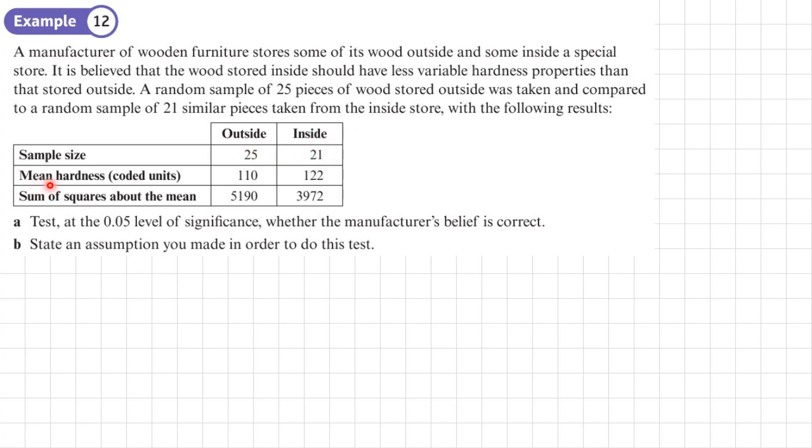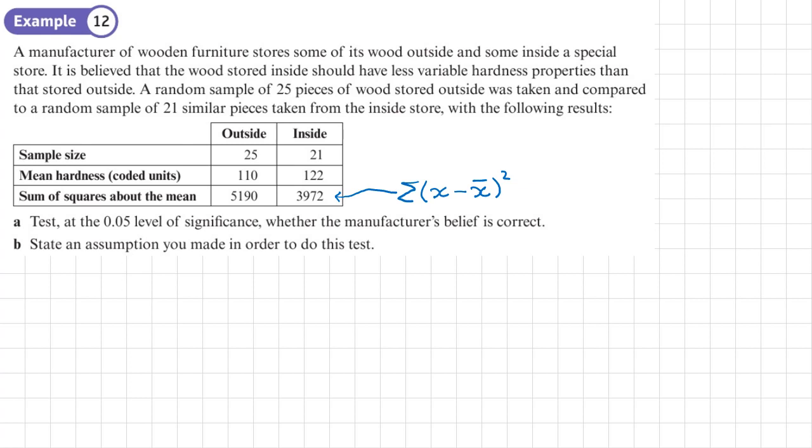Then on the next row we have the mean hardness, and this is from coded units, and we've got these means here. And at the bottom here we've got the sum of the squares about the mean. Now I think it's worth explaining or trying to work out what these are. So it's the sum of something squared, and it says the squares about the mean. So that's the difference between our observed data and the mean, the actual data and the mean. So this bottom row is actually the sum of x minus x bar all squared.